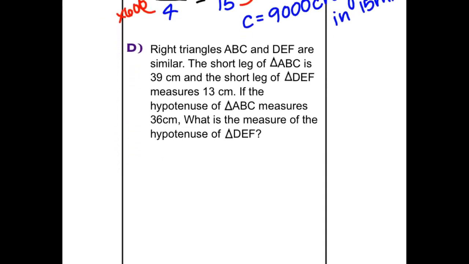Let's look at this one. We're going back to geometry: right triangles ABC and DEF. I'm going to draw a picture because I want to make sure I get this right. So A, B, C, D, E, F. Which one's the short leg? Well, it's your picture, you pick. So I'm going to say the short leg is 39. I'm going to make this my short leg. And the short leg of DEF measures 13. And the hypotenuse of ABC, which I know is across from the right angle, measures 36.